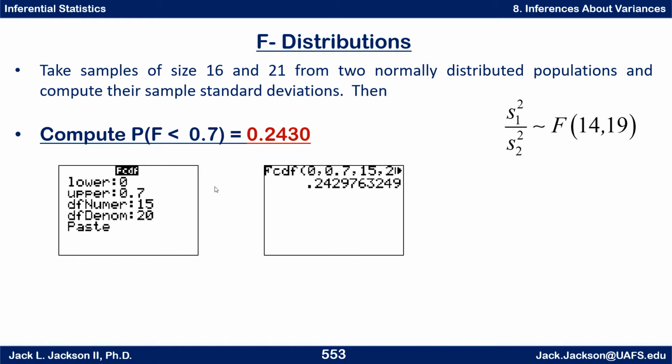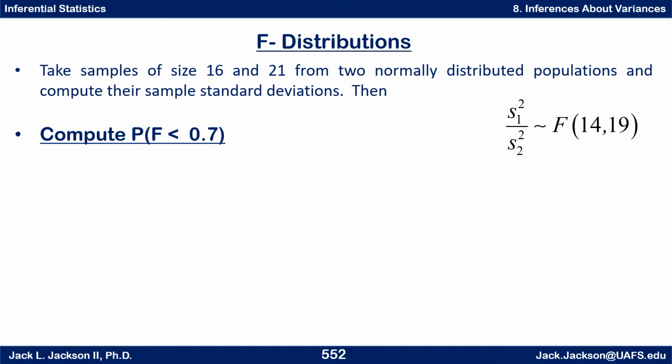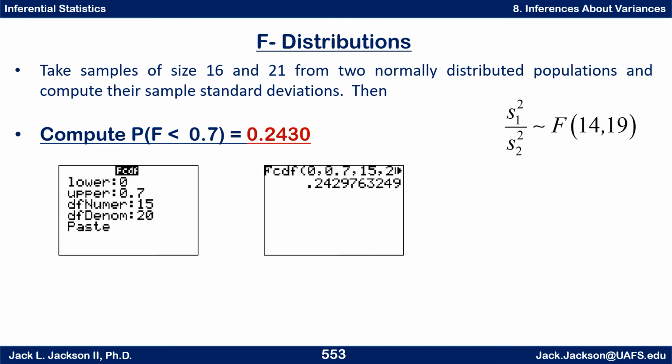So I'm going to do something you can get away with when you're the teacher. You can't do this on a test, but I'm just going to change the problem to match what I have. Suppose the sample sizes are 16 and 21. So we'll change the problem to that, and now my degrees of freedom are right, 15 and 20. And that is my probability there, approximately 0.2430 to 4 places.